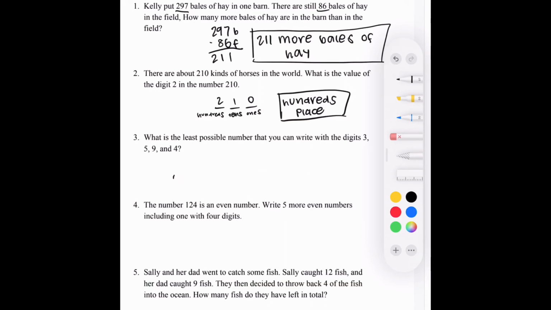And so we know that the 3 goes into the thousands place. And the same goes for all the other digits. As it goes to the right, it should become a bigger number. So 3, the next number that is bigger than 3 is 4. And then the next number would be 5. And the next number would be 9. So 3,459 would be the least possible number that you can write with these digits.